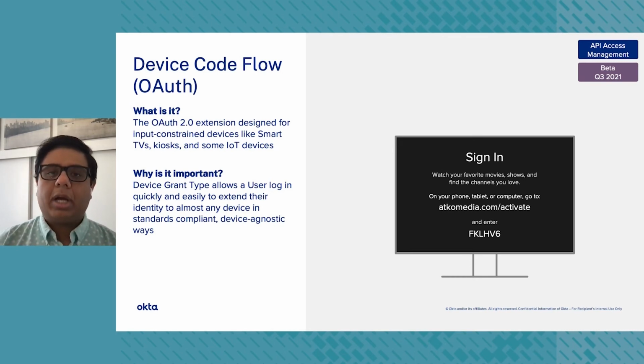Imagine a scenario where you're trying to sign into your favorite streaming service on your TV. If you have to type in your password or anything else to authenticate on your TV, that would be pretty inconvenient. Instead, with the device code flow, you can simply open the streaming app on your phone or your device and enter the code you see on the screen. From there, you can continue the authentication experience directly on the other, more convenient device.